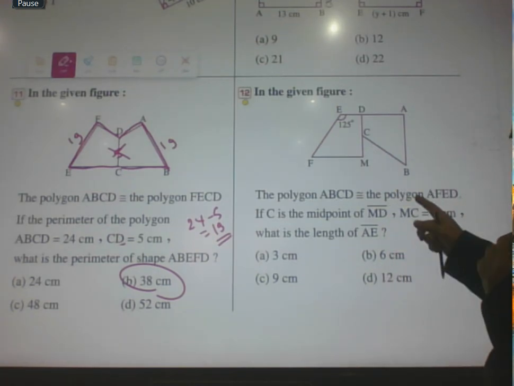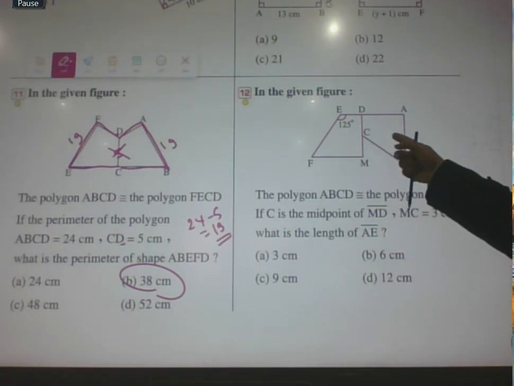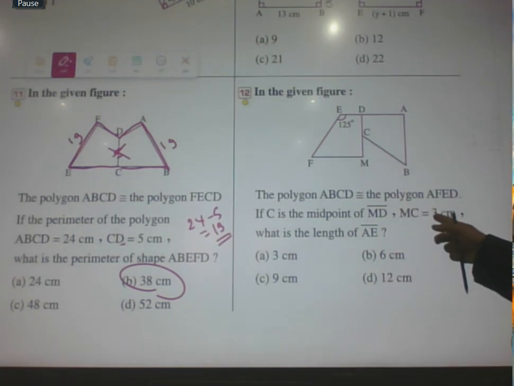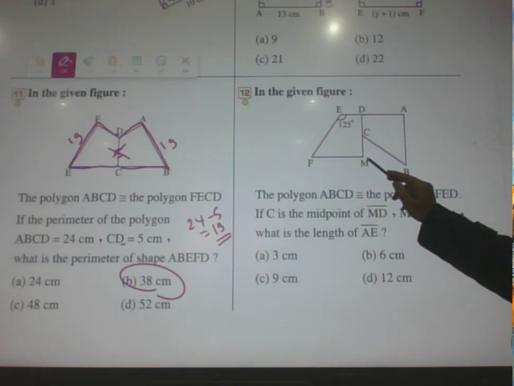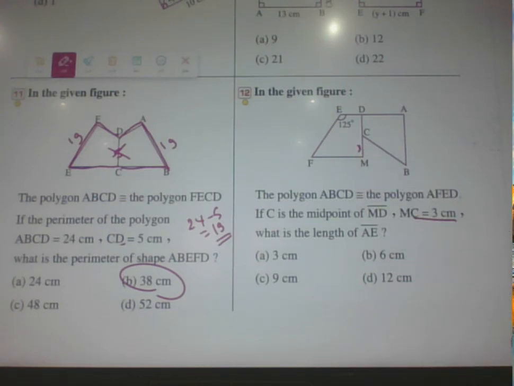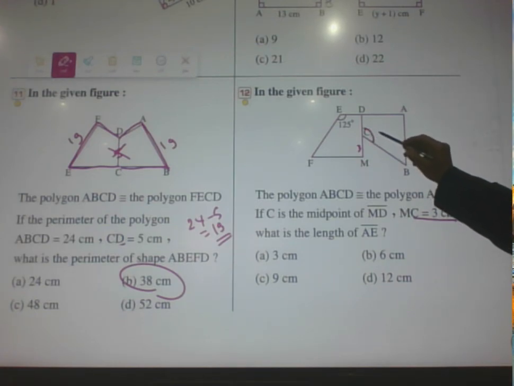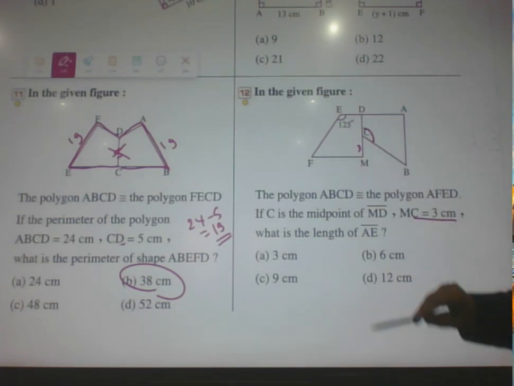Next question, look here. We have two congruent polygons. He gives me the length here, MC is 3 centimeters. He also tells me the two polygons are congruent, and the measure of this angle C is 125 degrees. It's equivalent to angle E.